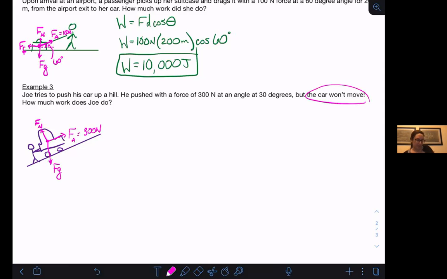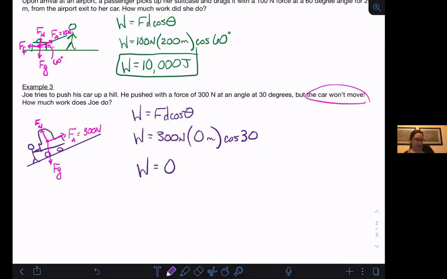So even though I have all this force information and I say to myself, okay, I can solve this using the second definition of work with all my forces knowledge, it doesn't really matter what that force is because the car won't move. So his d is 0. And so this being 0 really just negates this whole entire thing. He doesn't do any work on it. It's 0. 0 joules of work done by Joe.